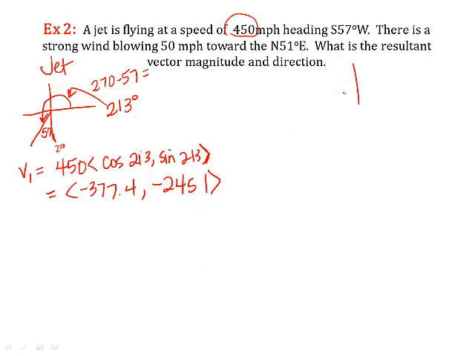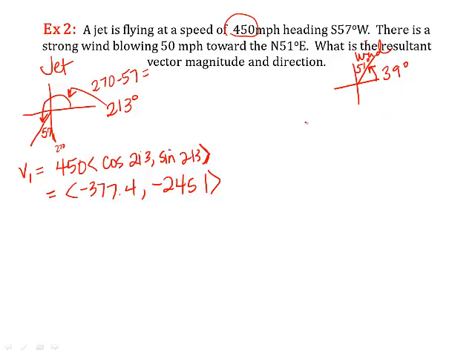Then I'm going to do the wind. Okay, I'm going to label this the wind. The wind is going northeast, okay, at 51 degrees. Well, if this is 51, what's this angle? That's basically 90 minus 51, which is just 39 degrees.